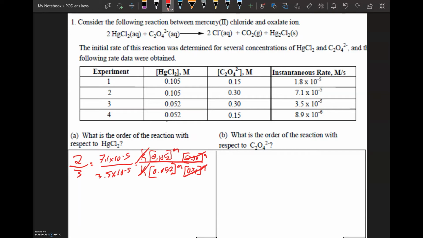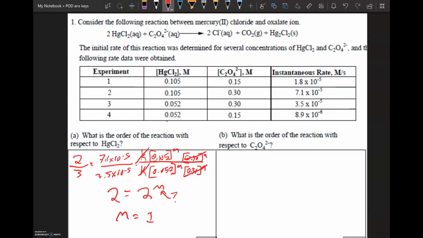So 7.1 times 10 to the minus 5 divided by 3.5 times 10 to the minus 5 gives me, let's see, 2. I'm just going to round it to 2. Now 0.105 divided by 0.052 is also 2 to the m power. Now the question is, what is this equal to? So what to the power m is going to give you 2? 2 to what power? If I do 2 to the first power, I'm going to end up with 2. So that's what we need. That's what it solves for. So m is equal to 1 here.